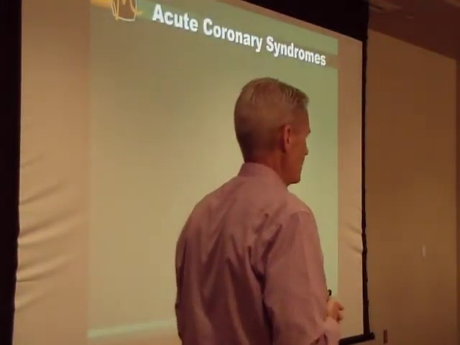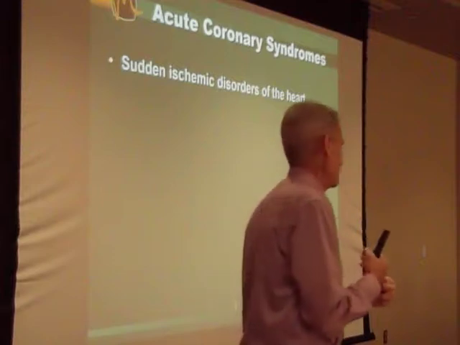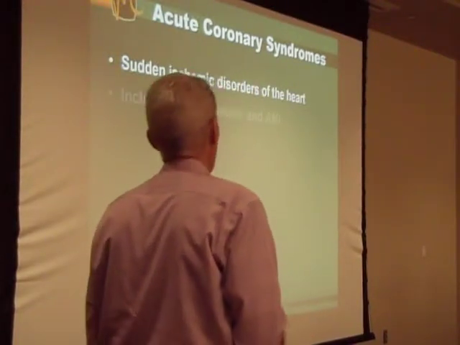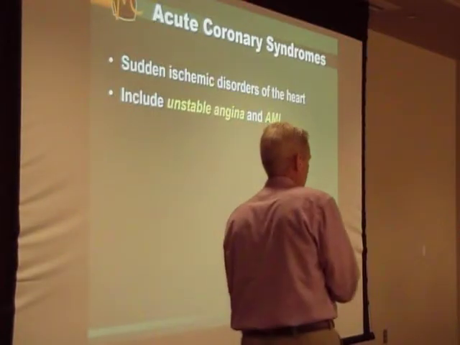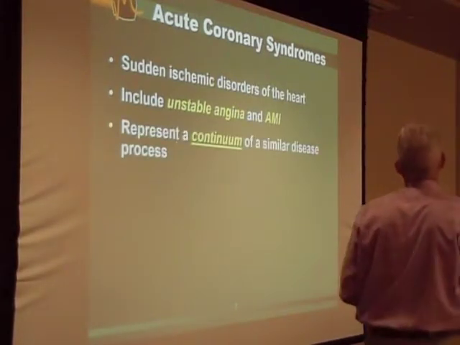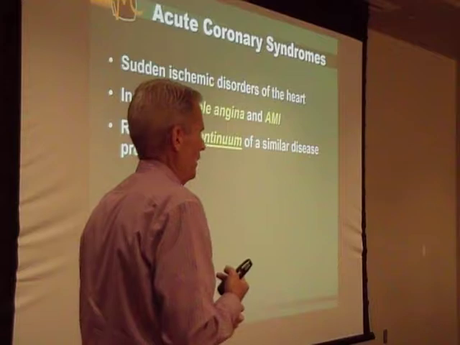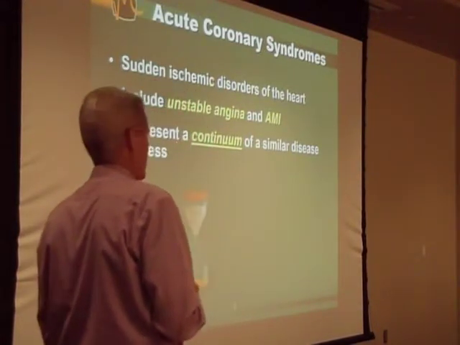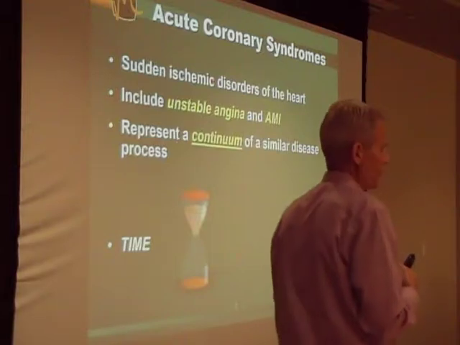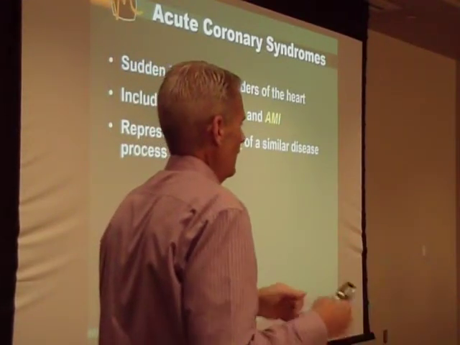Making sure that we have a very important understanding of what ACS is. So by definition, the acute coronary syndromes are acute, sudden onset of myocardial ischemia. So they're sudden ischemic disorders of the heart. They include unstable angina as well as acute MI. And they represent a continuum of a similar disease process. And what complicates it for all of us is the timing. Time tells the tale as to whether this is going to be an unstable angina patient versus a patient that truly is infarcting their heart. That's our challenge.